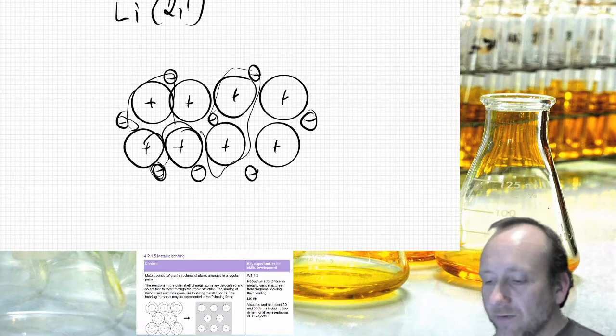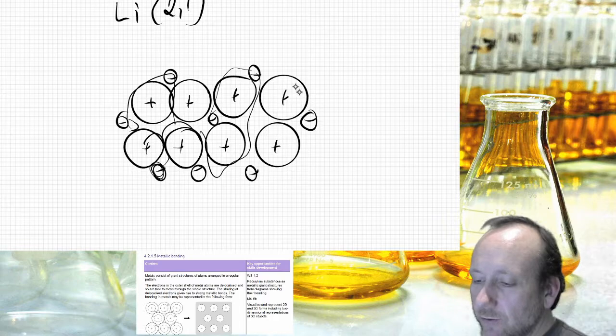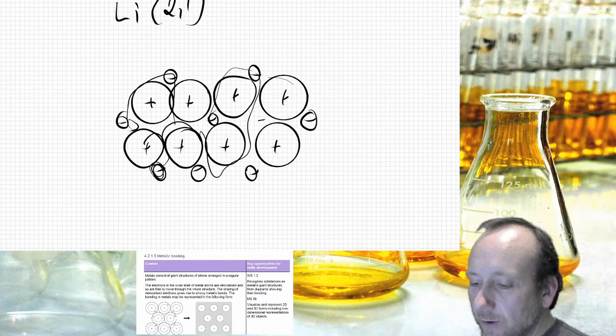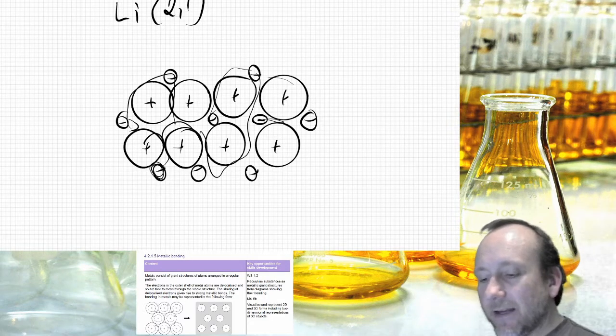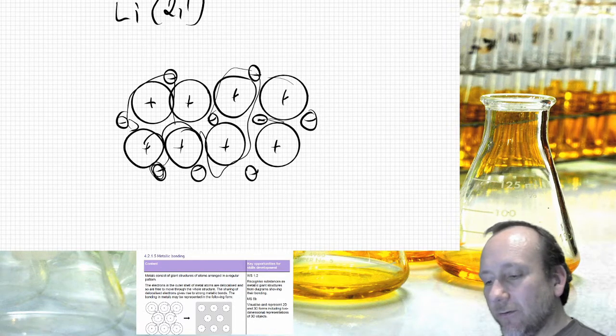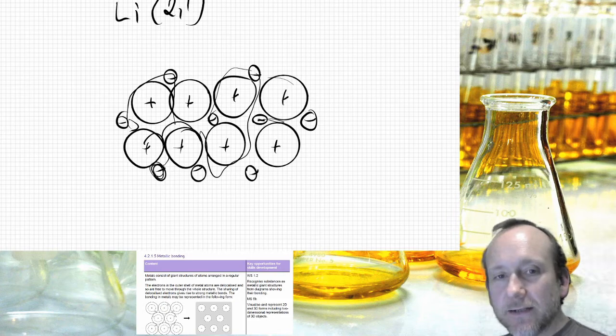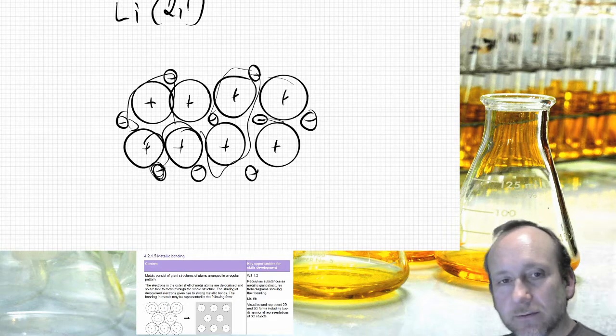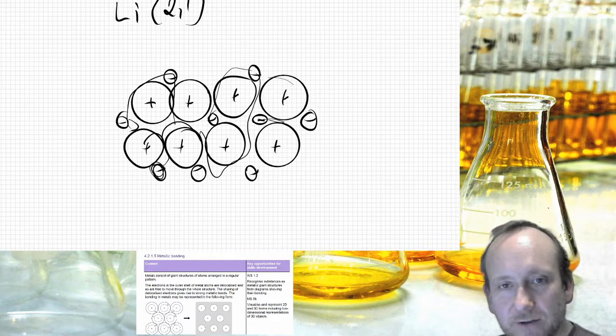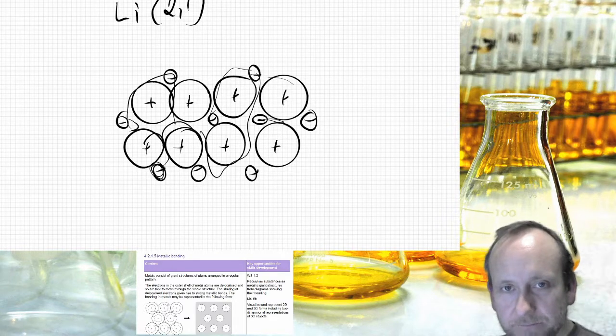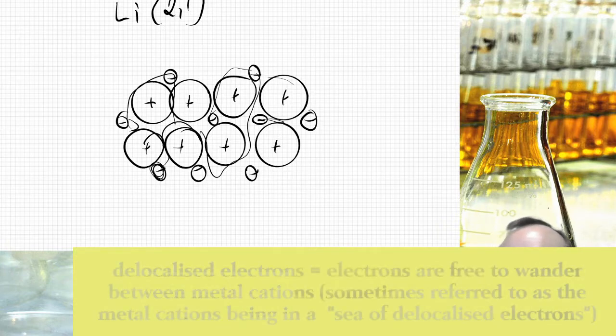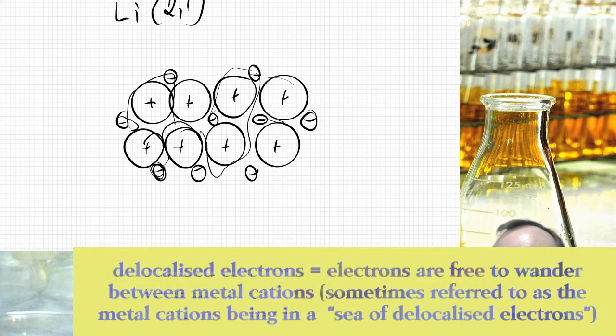So there's always a situation where you've got two positive charges and you've got one electron in the middle between them. And since they are on average equally distributed, the metal cations do not repel each other. It says the sharing of delocalized electrons gives rise to strong metallic bonds.